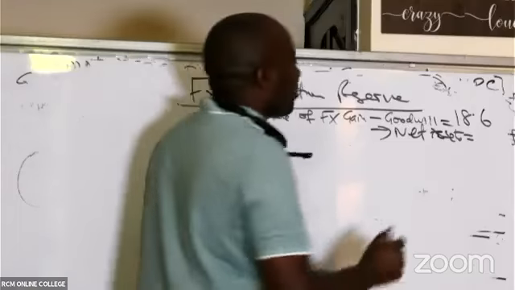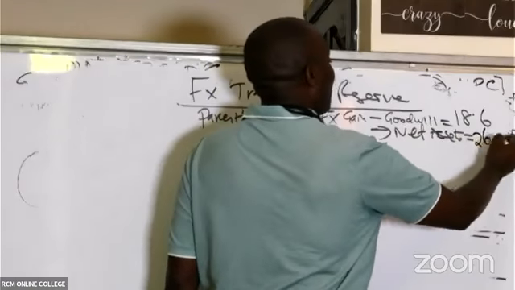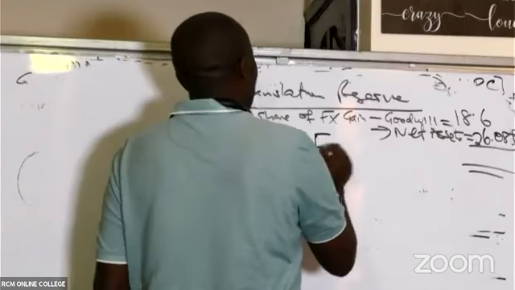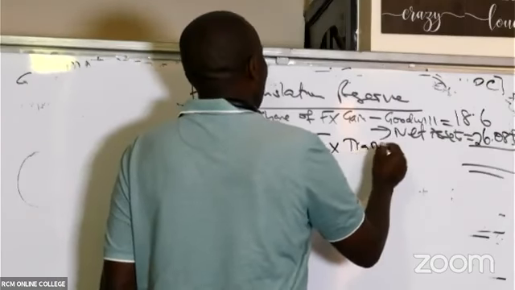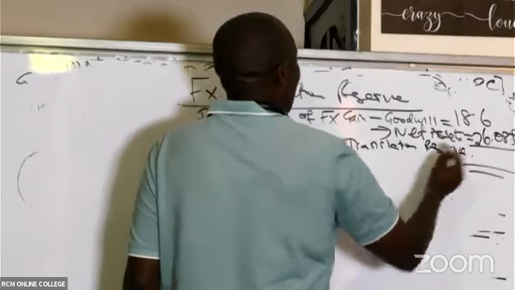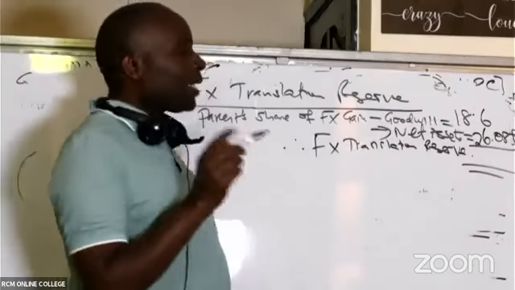26.08. Please give me the total. So this will be the Forex translation reserve. That is the balance carried down.